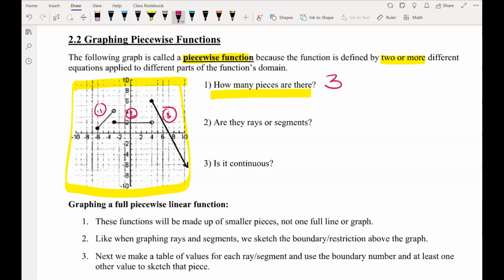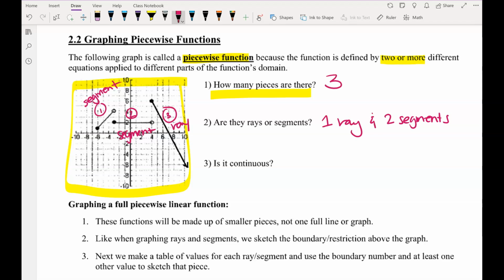Are they rays or segments? Well, remember, a ray starts at one end and goes on forever. So piece number 3, it's a ray. And a segment is when we start at one corner and we end at the other. So we have one ray and 2 segments. This is a segment. This is also a segment. So it's a mix. We have 1 ray and 2 segments.